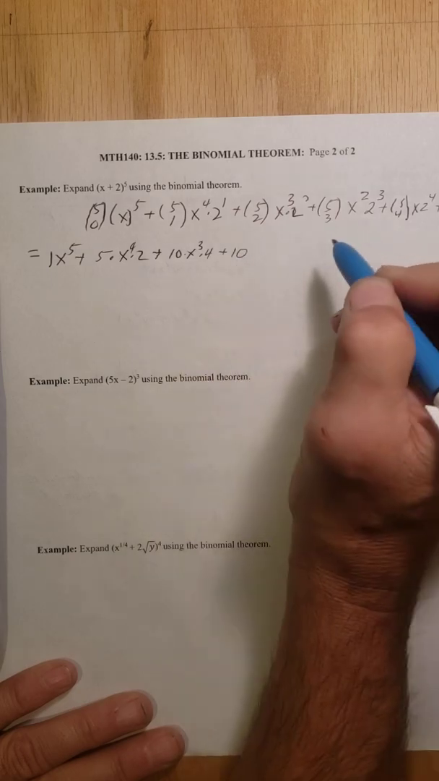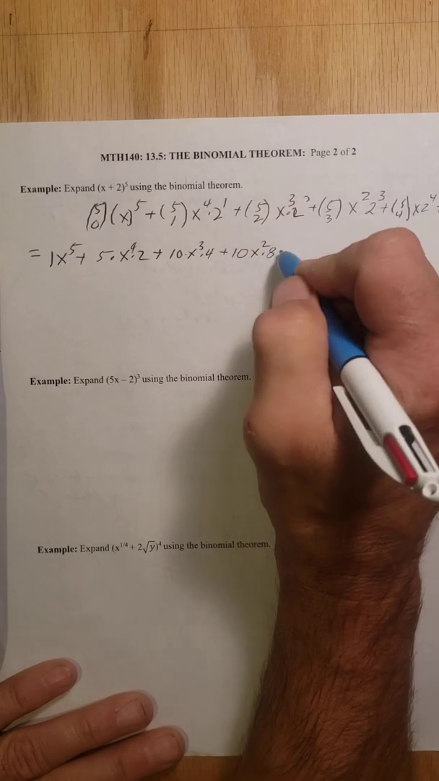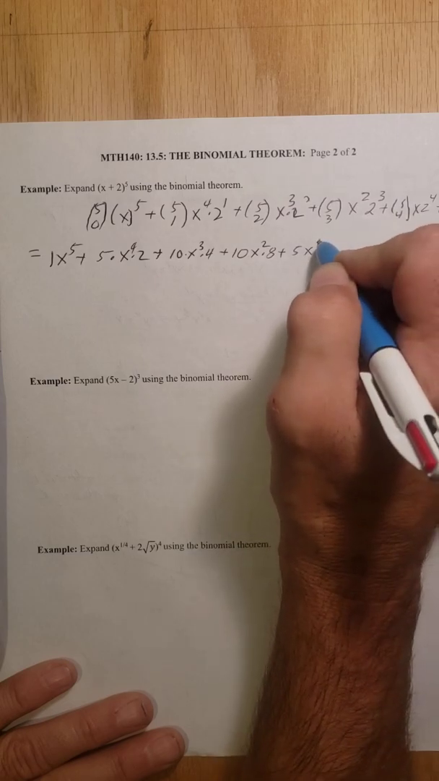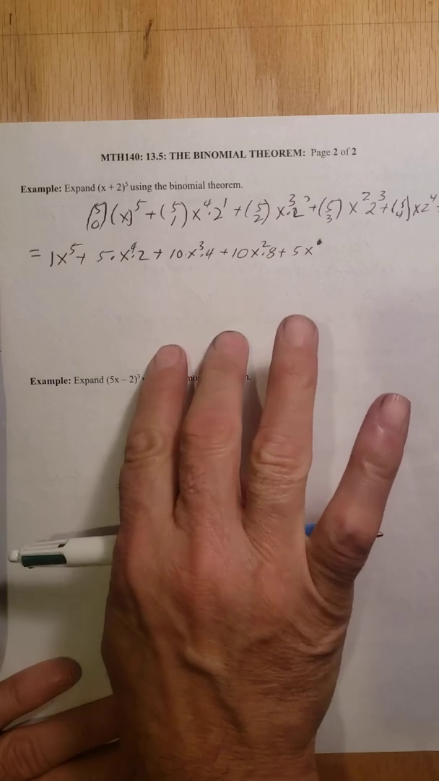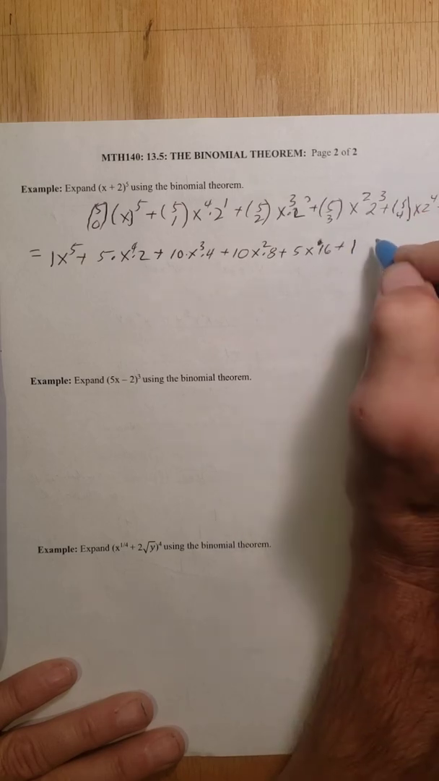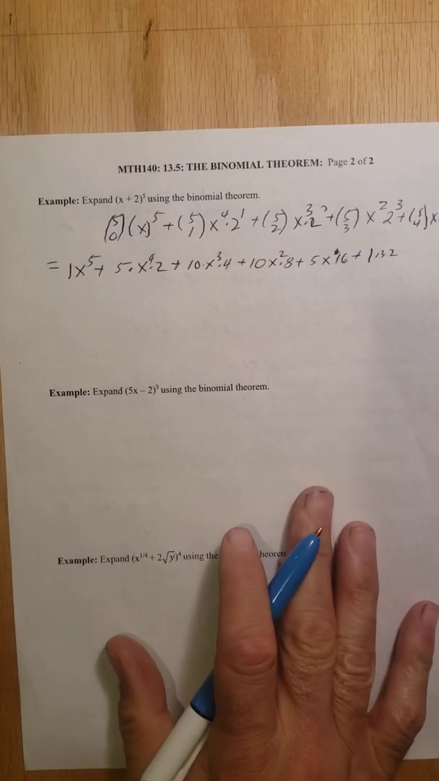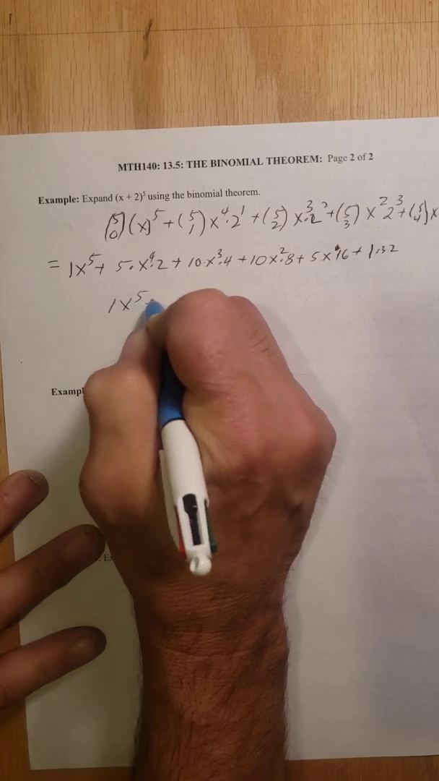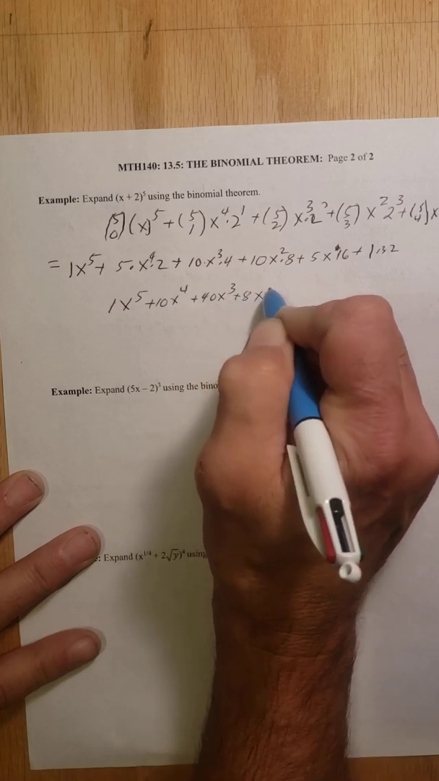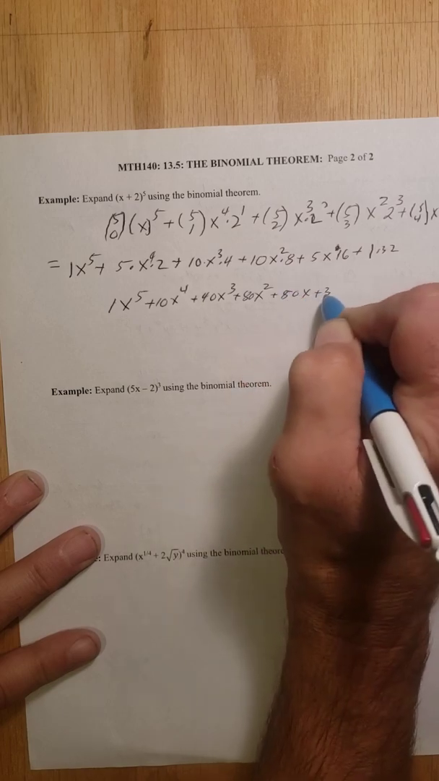5 choose 3 is going to be also 10. x squared, 2 to the third power is 8. Plus 5 choose 4 is 5. x to the first power. 2 to the fourth is 2, 4, 8, 16. Plus 5 choose 5 is 1. x to 0 is 1. And then 2 to the fifth is 32. So my expansion becomes this: 1x to the fifth plus 10x to the fourth plus 40x cubed plus 80x squared plus 80x plus 32.